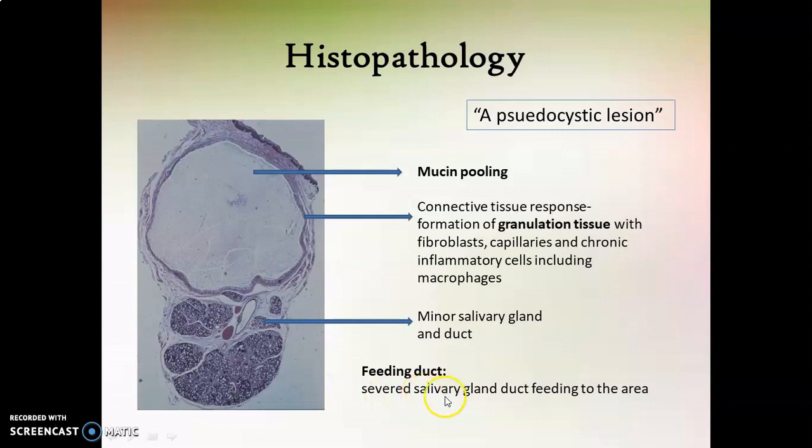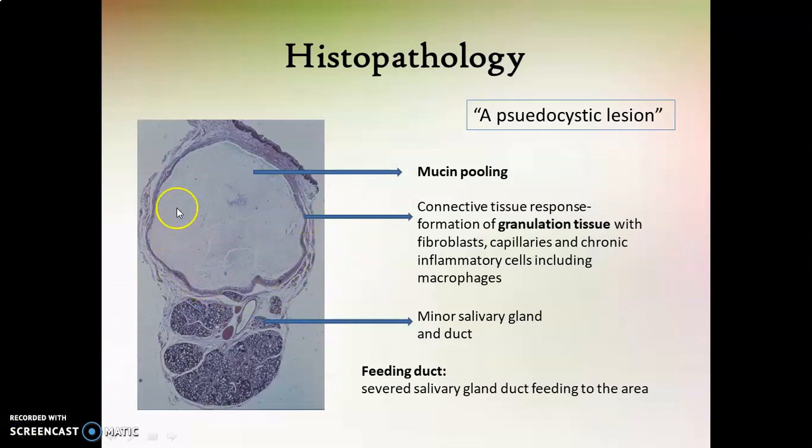Sometimes a severed or ruptured salivary gland duct can even be appreciated near the mucocele lesion under the microscope, which is considered a feeding duct, because this ruptured duct will be the source of the mucin spillage. So this is a low magnification view or scanner view of a lesion of mucocele under the microscope.